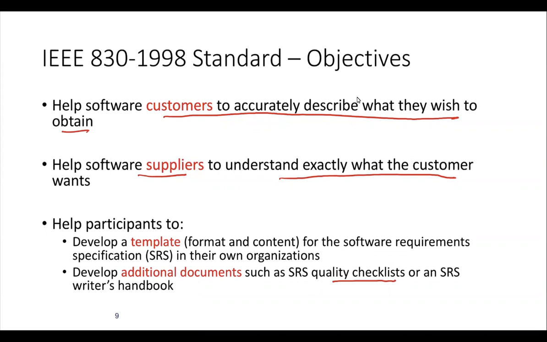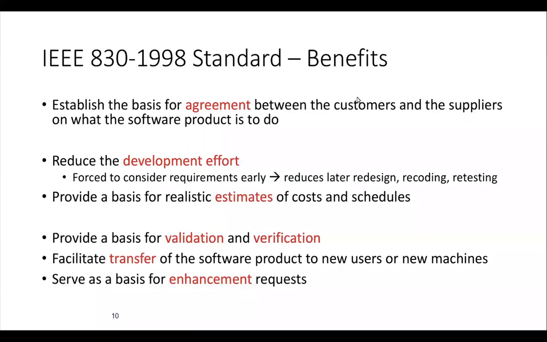The benefits of using the IEEE 830 standards template for SRS documentation: it establishes the basis for agreement between the customers and the suppliers on what the software product is all about. It reduces the development effort because it forces us to consider requirements at the early stages, which later reduces the redesign, the recoding, and the retesting.